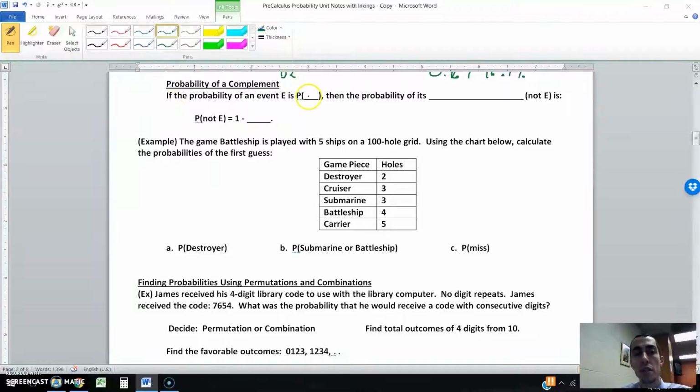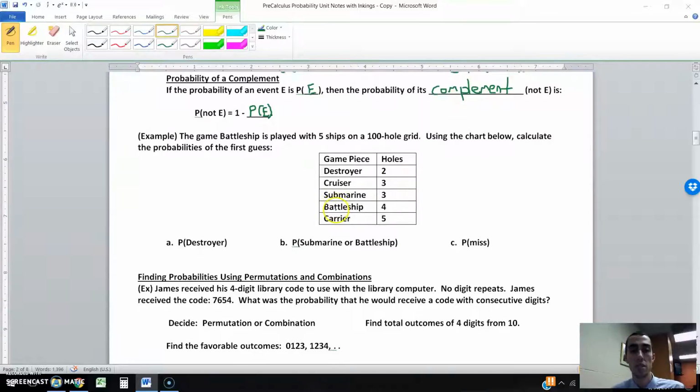If the probability of an event E is described as P of E, then the probability of its complement, spelled with 2 E's, which would be anything but E, is the P of not E, and that equals 1 minus the probability of E. Now we're going to put that into practice in this example about the game of Battleship.